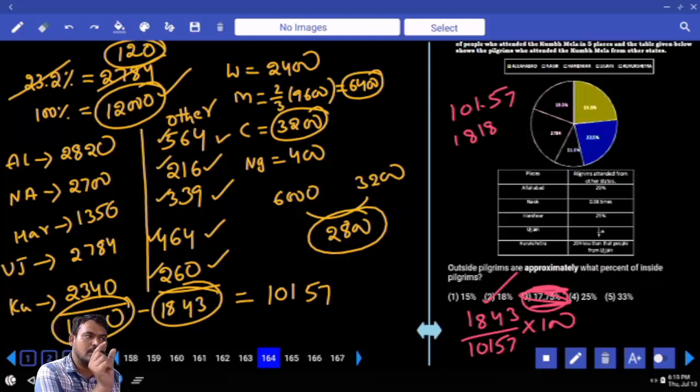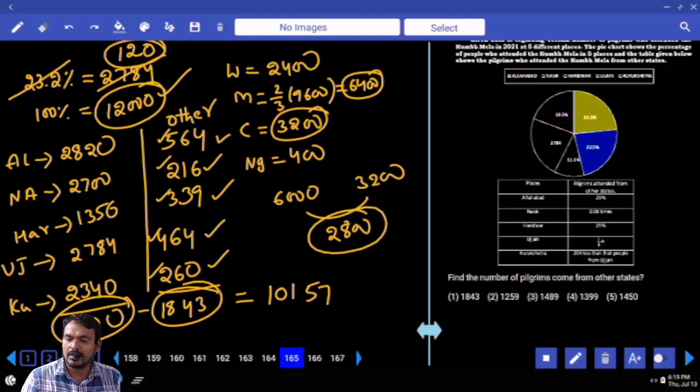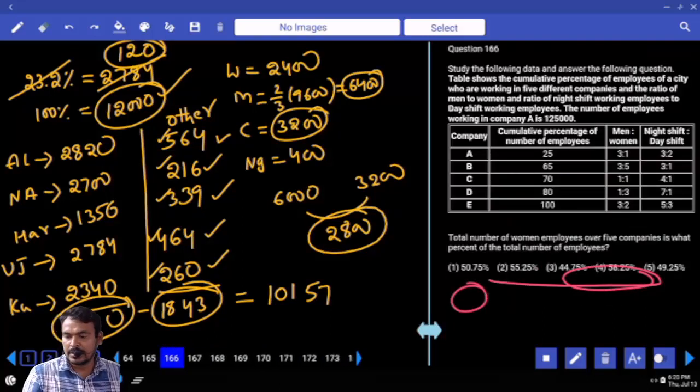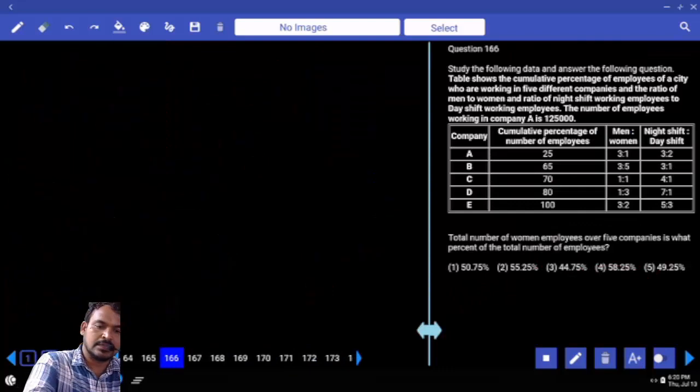If we take only 101, we are getting 1818. Again it will be 0.5 times, we are getting how much? 50 more. 1818 plus 50 means it will be closer to 18%. Next question number 165. Find the number of pilgrims who come from other states. What is the answer? 1843. Next question number 166.